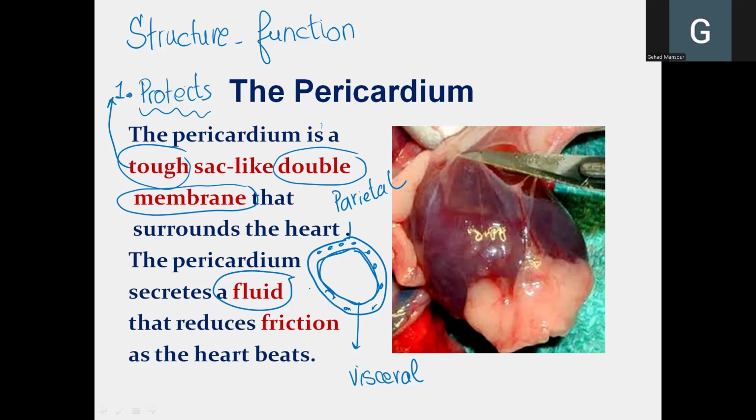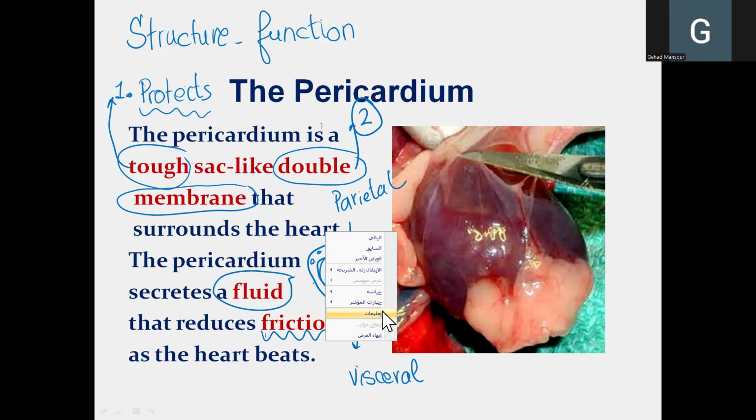The fluid is secreted by the pericardium, but the presence of a double membrane helps this fluid to be kept in between the membranes. And it is important because the heart is all the time beating. So this fluid minimizes the friction between the two layers of the heart. And then we will pursue our discussion about the structure, function, adaptation of the heart.